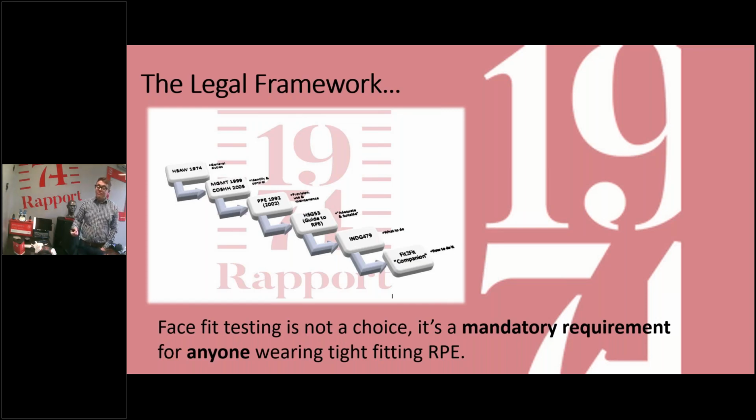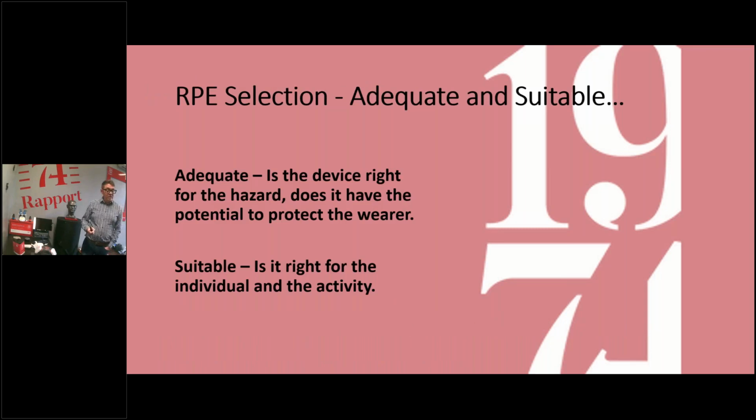Now, I'm going to ask if we could advance the slide once, and we should be looking at a slide entitled Adequate and Suitable. For adequate, we need to consider: does the device have the potential to offer the required level of protection? What we're looking at here is the airborne hazard. What is its physical form? Is it a solid? Is it a liquid? Is it a vapor? Is it a gas? We also need to consider the airborne concentration of the contaminant, and what occupational exposure limits there are for said contaminant.